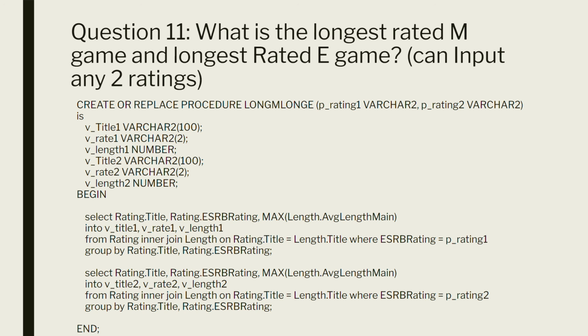This is done through 2 separate statements that basically just find the max length, or the max average length of that rating, and returns to you the longest rated M game and longest rated E game for any given combination of inputs of ratings. So you could actually do T or A as well to find the longest.